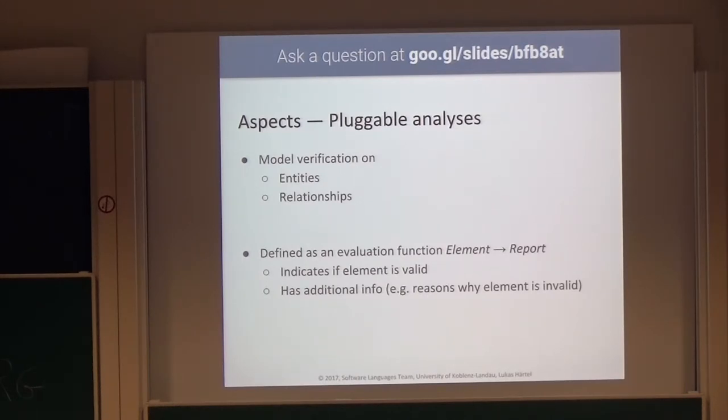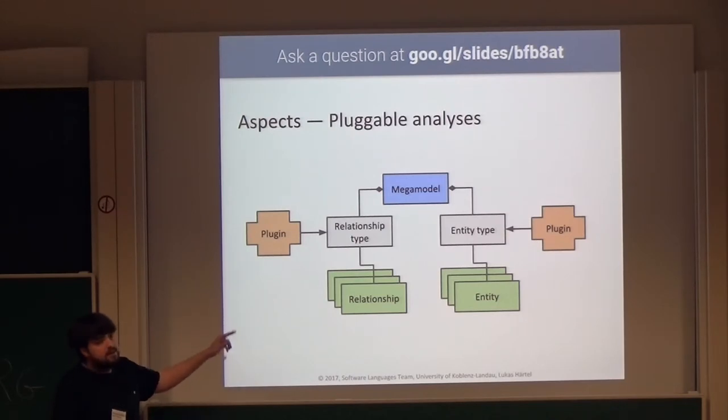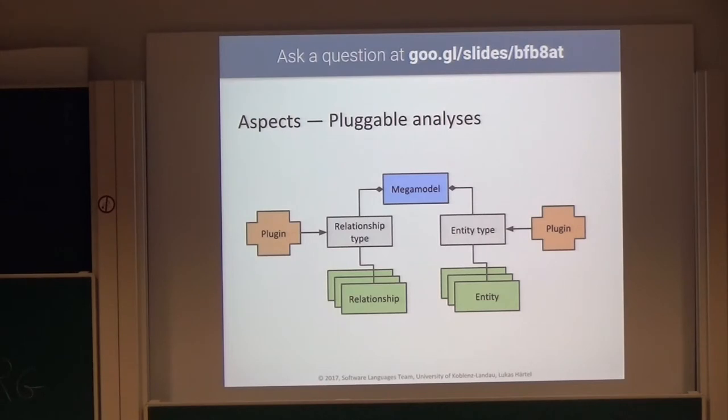So, how's this structured? I already mentioned that we're targeting the relationships and the entities, but what we have here is plugins. So we have pluggable analysis. These plugins are attached to the relationship types and the entity types, and all the instances of the relationship types and all the instances of the entity types are fed into the plugins, so that they can check if the statements are true or give some proper error messages and responses.